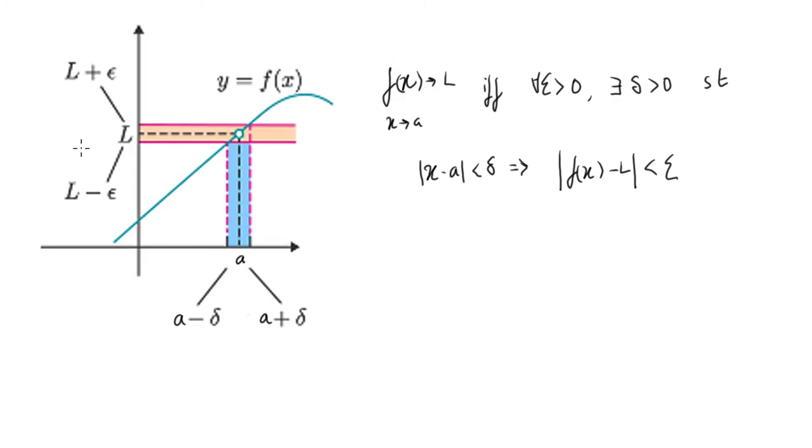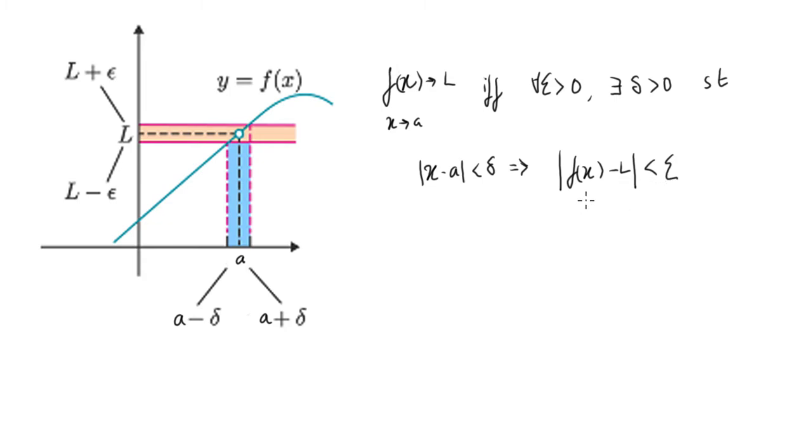What you'll see in the study guide is the epsilon delta definition of a limit: f of x tends to L when x tends to a, if and only if, for every epsilon greater than 0, there exists a delta also greater than 0 such that the magnitude of x minus a smaller than delta implies that the magnitude of f of x minus L is smaller than epsilon. Okay, so let's go through what this actually means.